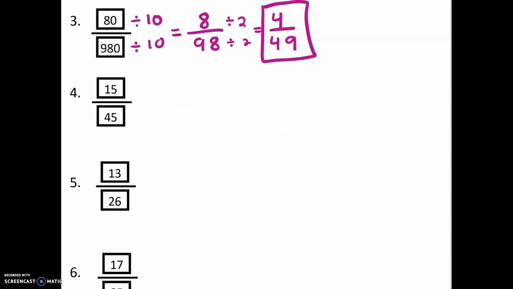Number 4, 15 and 45. So we might notice these both have some common factors, right? Any number that ends in 5, like 15 and 45, definitely has 5 as a factor. But 15 also goes into both those numbers. So I'm going to divide these both by 15. 15 divided by 15, 1. 45 divided by 15, 3.